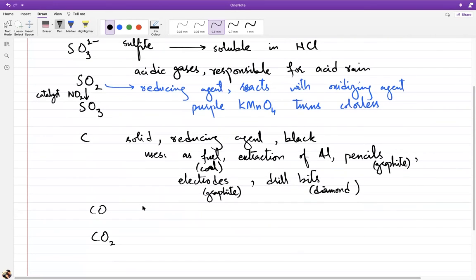So CO is again a reducing agent. Remember that this is poisonous. These are small facts that we need to remember. This is poisonous. It will simply react, and it is odorless, so we don't even find out. Which is why we need to install carbon monoxide detectors in houses, especially in the kitchen where something is burning and all that. Yeah. About carbon dioxide, you should know that it turns lime water milky.